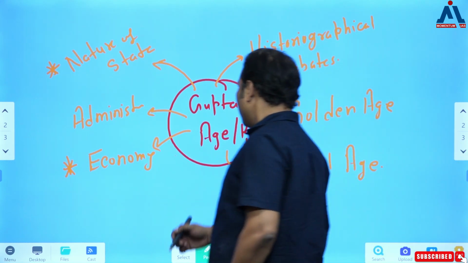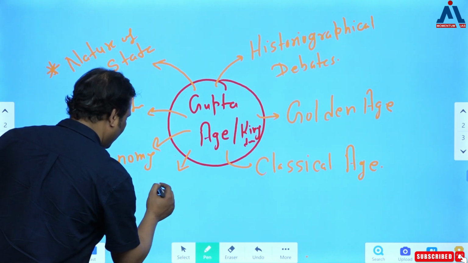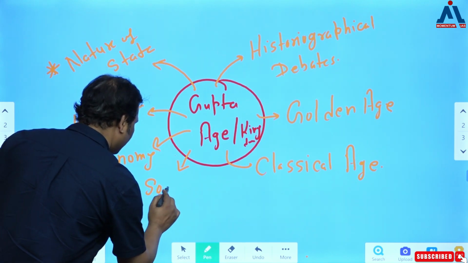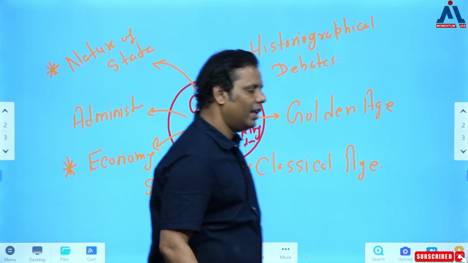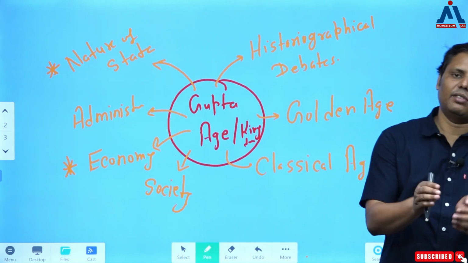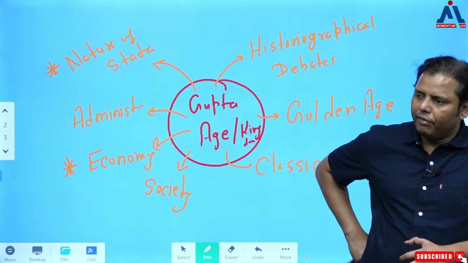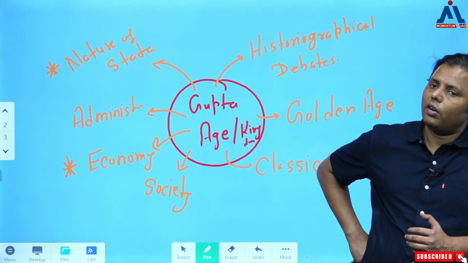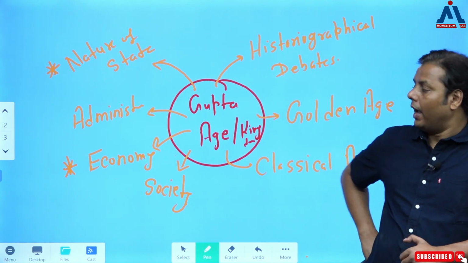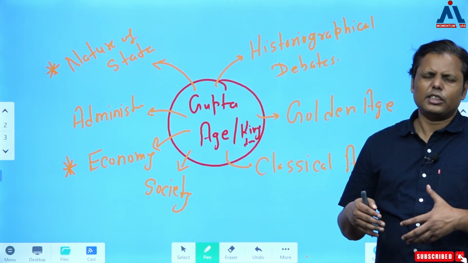Apart from this, there is something which again plays a very important role in your syllabus, and that is the Gupta society. Society is again very important. Why? Because there are several changes that could be noticed in society during this period, and there are multiple reasons because of which we talk about the consolidation of the Hindu society during this period, and that consolidation could be understood with respect to various other things.